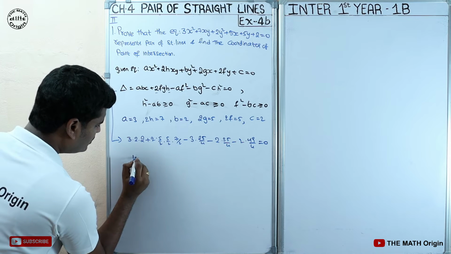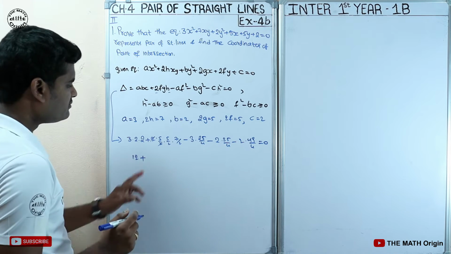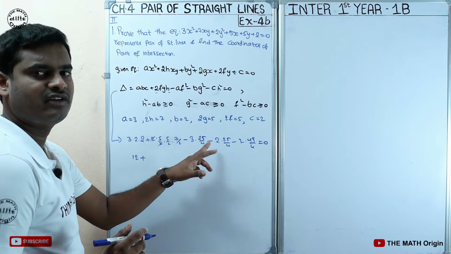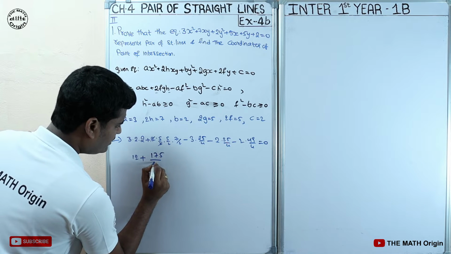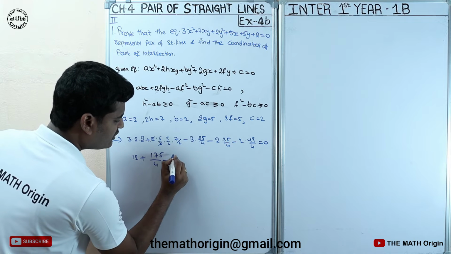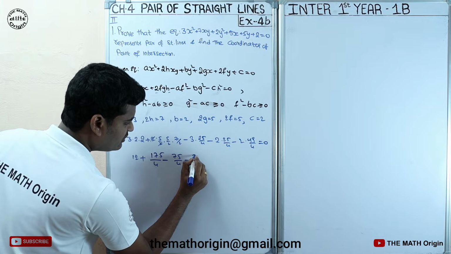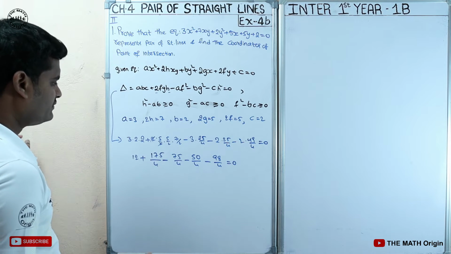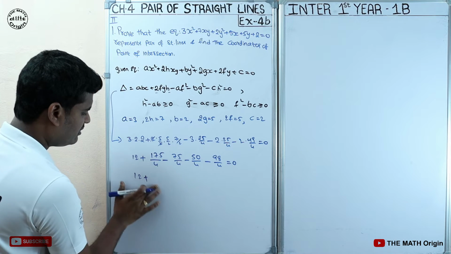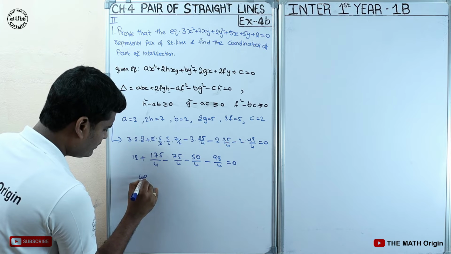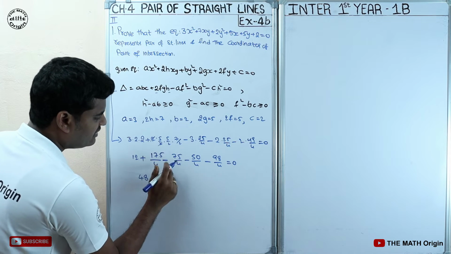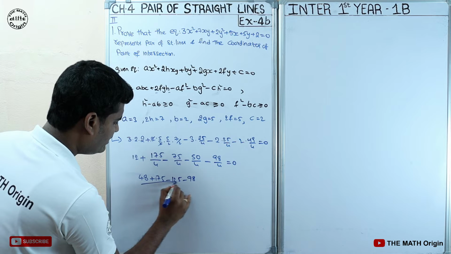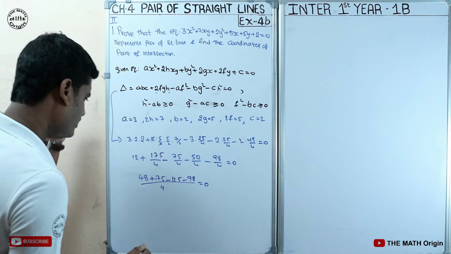Now 4 threes are 12, plus 2 is cancelled. 5 fives are 25, 25 into 7 is 175 by 2 into 2, which is 4, minus 3 into 25, which is 75 by 4, minus 2 into 25, which is 50, minus 49 into 2, which is 98 by 4, equals 0. Taking the LCM, 12 fours are 48, plus 175, minus the sum of 125 and 98, whole divided by 4 equals 0.